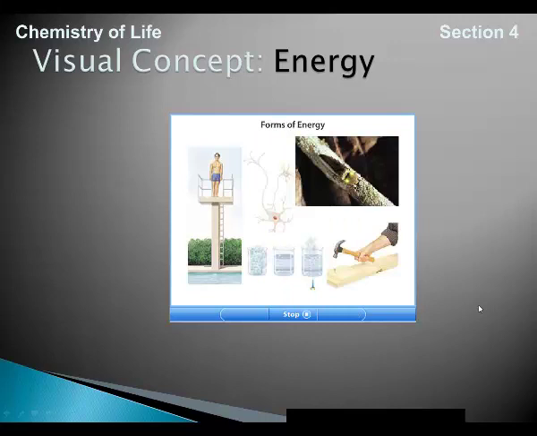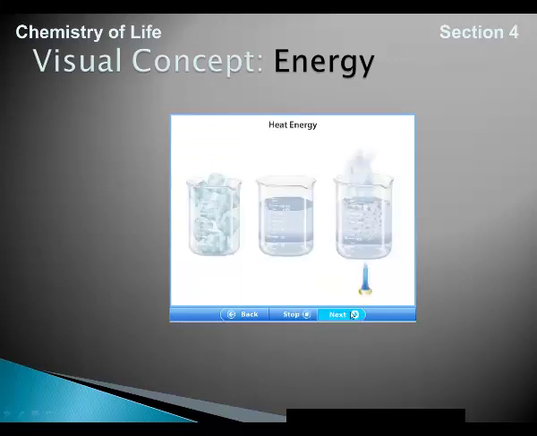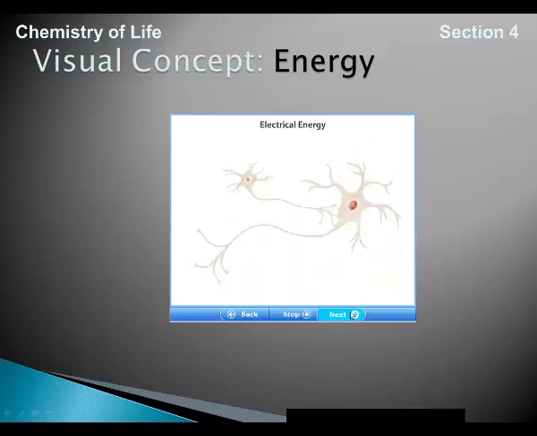Energy is the ability to move or change matter. Energy exists in many different forms. A chemical reaction causes this bioluminescent click beetle to give off light energy. Heat energy causes ice to melt and water to evaporate. The swinging hammer has mechanical energy. Nerve cells use electrical energy to convey messages throughout your body.